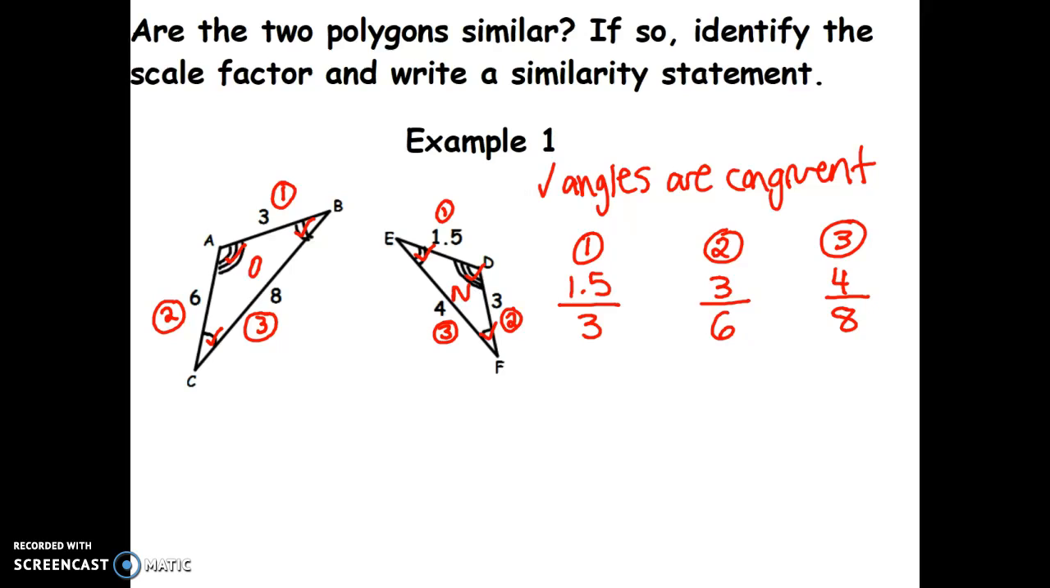Okay? So what we're going to do now is simply divide each of these fractions. So you can use your calculator. So 1.5 divided by 3 gives us 0.5. 3 divided by 6 gives us 0.5. And 4 divided by 8 gives us 0.5. So as you look at these three numbers, you ask yourself, are these the exact same number? And yes, each of these are the same number. So what that means for us is that yes, the sides are proportional.